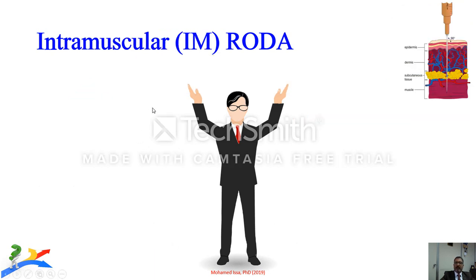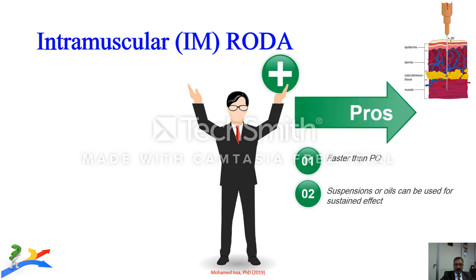Now we move to the intramuscular route of administration. Intramuscular, yeah, it's very clear from the name, we are aiming muscles, especially big muscles, but actually we can inject in any muscle, but we go for big muscles in order to retain a bigger volume of the injection.